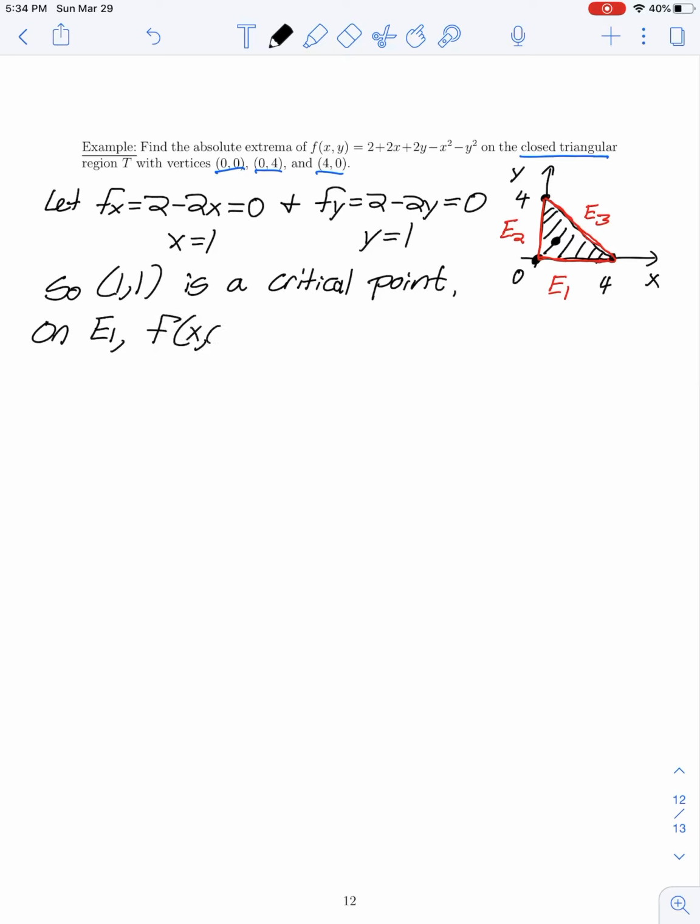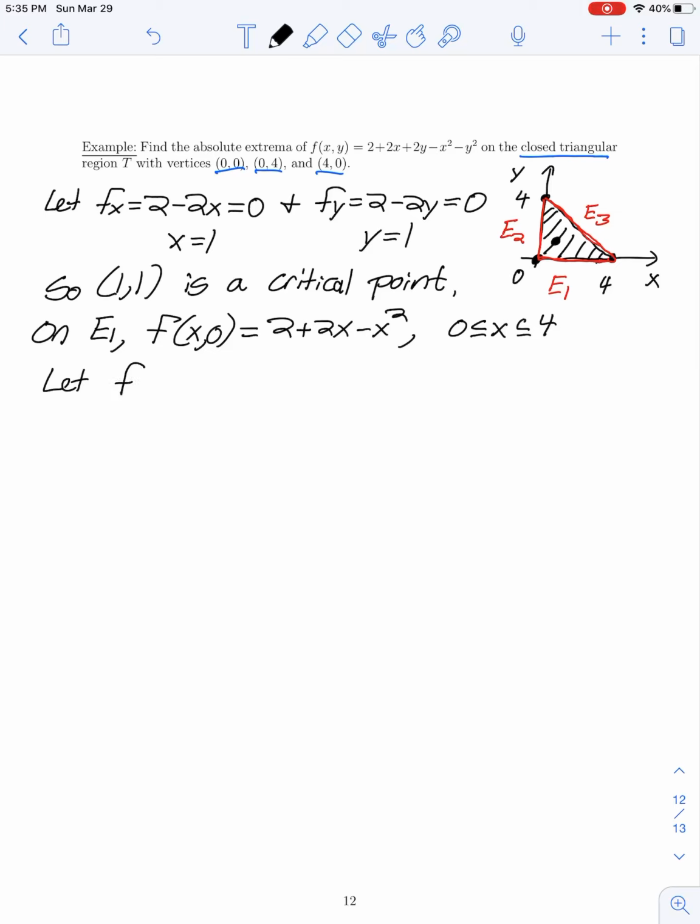So looking at our first edge, that is points on E1, we see that our first edge lies along the x-axis. So for any point on that edge, our y-coordinate would be 0. So our function of x and y is really just a function of x here. If we substitute 0 in for y, we're left with 2 plus 2x minus x squared, where the values of x can range from 0 to 4.